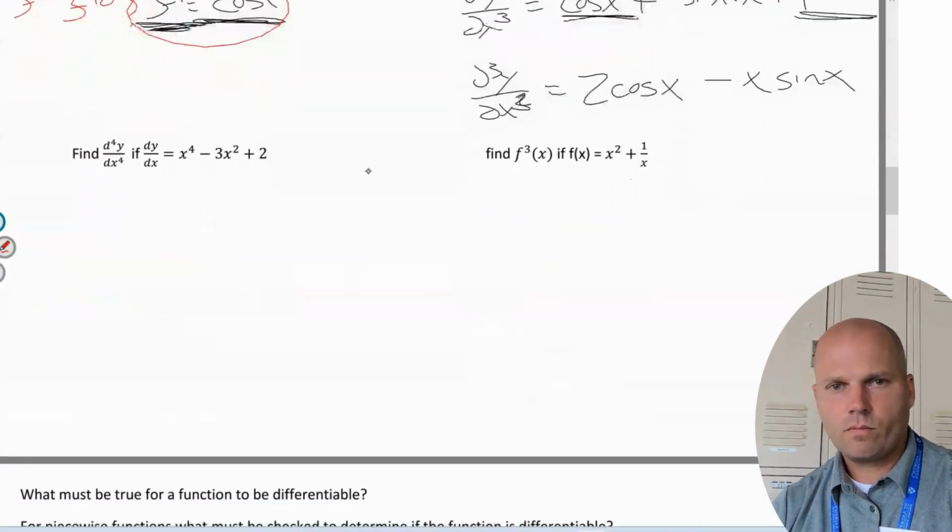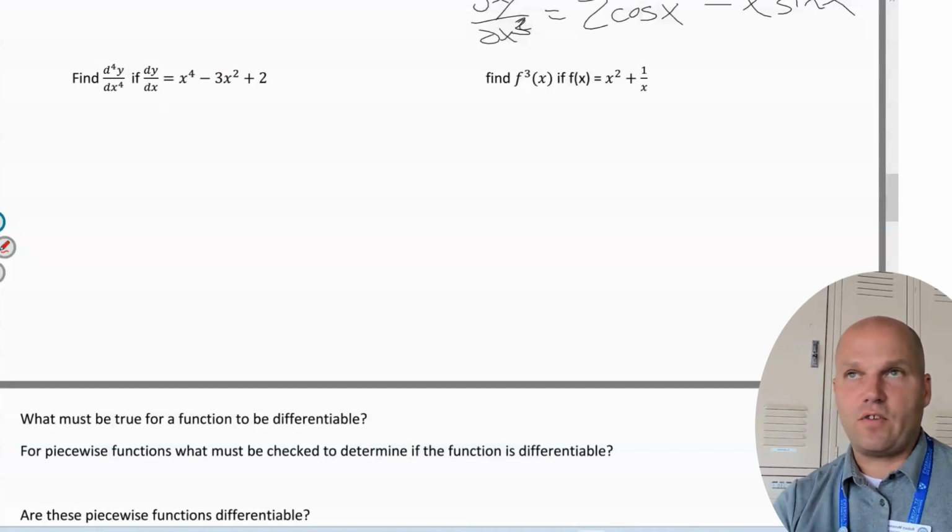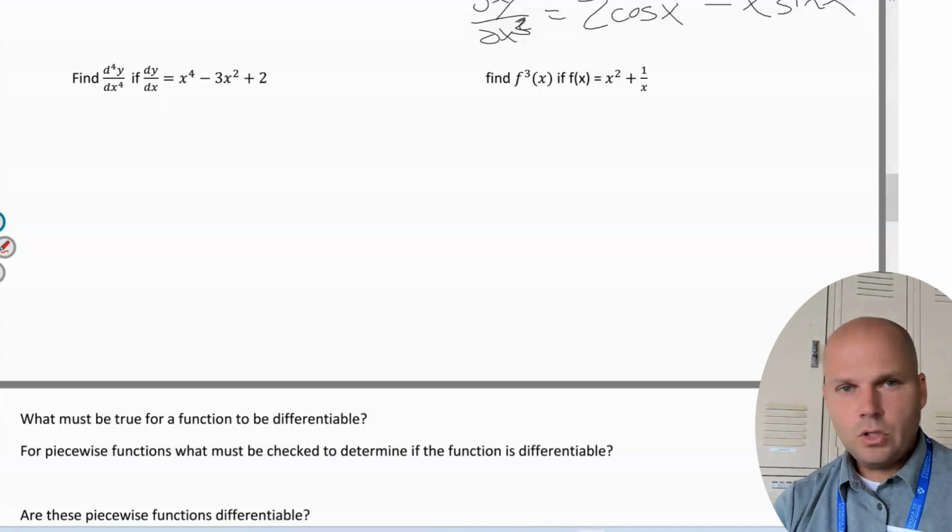I'm already giving you the first derivative, the slopes of y. You're trying to find the fourth derivative. You just need 3 more derivatives. Keep track of notation, maybe. Slopes of dy dx, d squared y over dx squared.